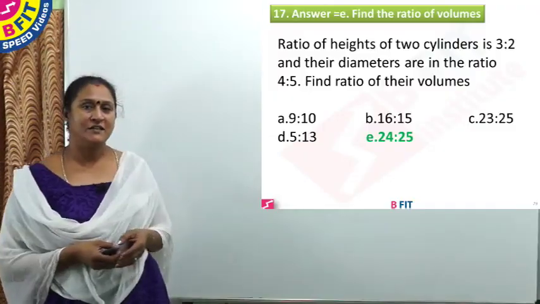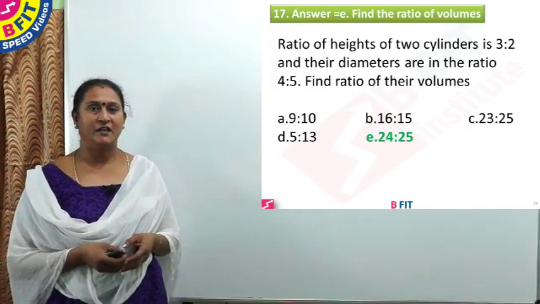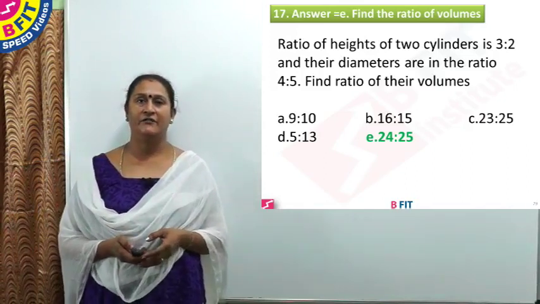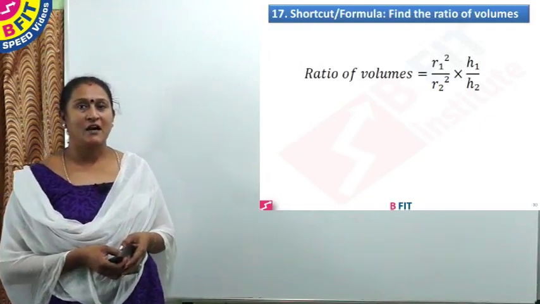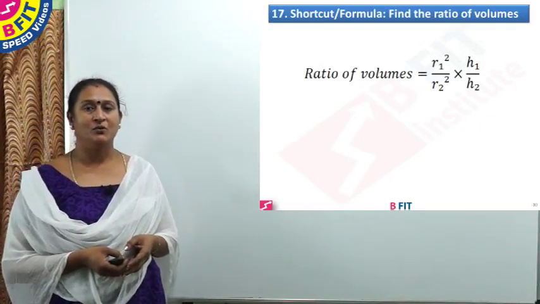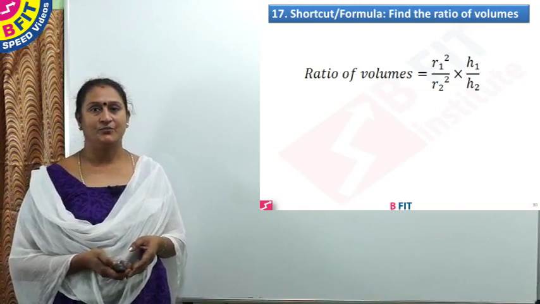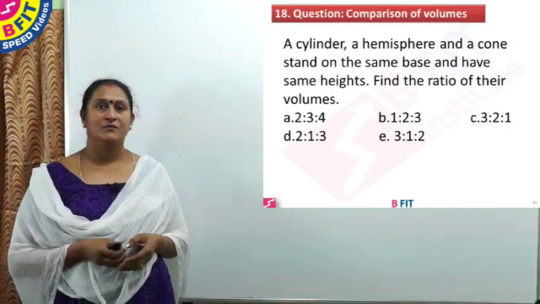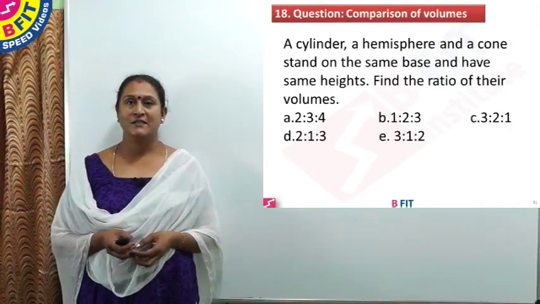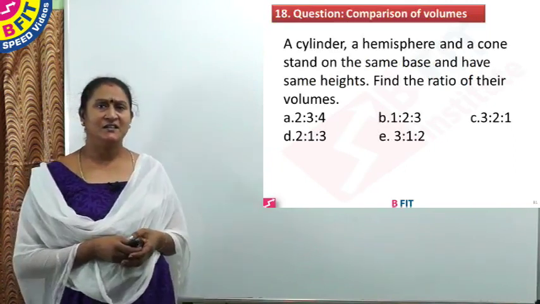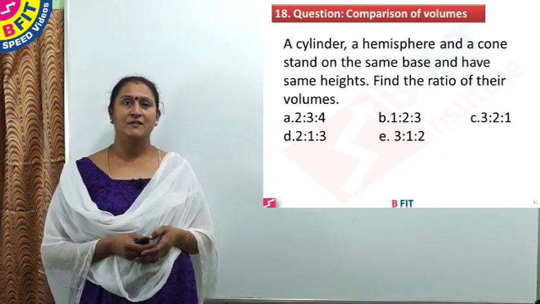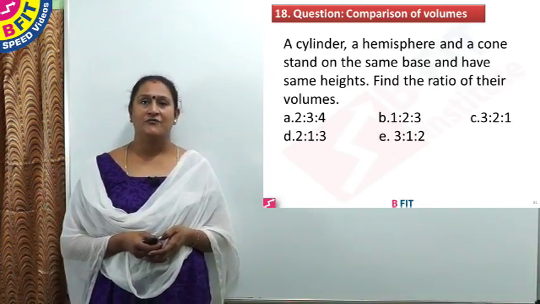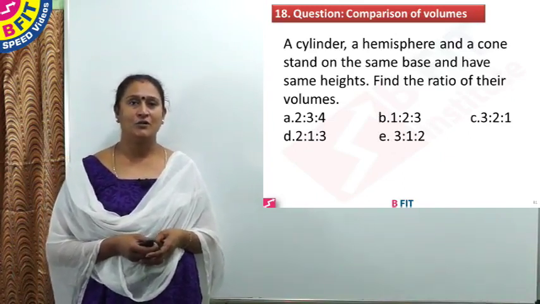And answer for question number 17 is option E, 24:25. So to find ratio of volume, it is R1 square by R2 square into H1 by H2. So we'll see the next question. Question number 18. A cylinder, a hemisphere and a cone stand on the same base and have same heights. Find the ratio of their volumes.